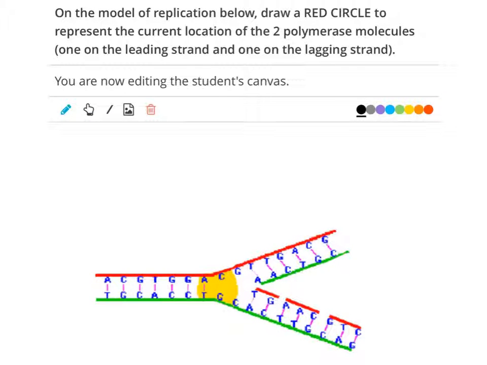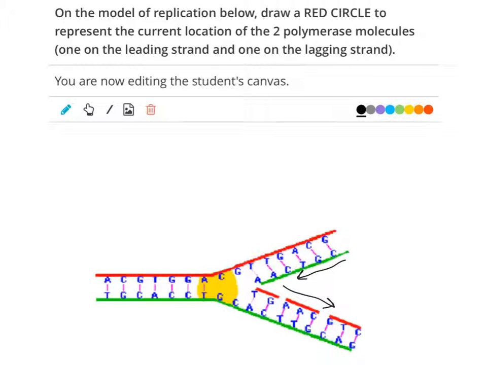Question 4. On the model of replication below, draw a red circle to represent the current location of the 2 polymerase molecules, one on the leading strand and one on the lagging strand. So again, we know this is the leading strand, which means it's copying in that direction. The bottom is the lagging strand, which means it's copying in that direction.